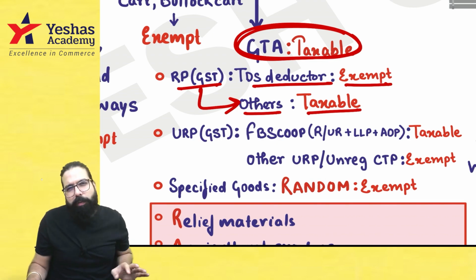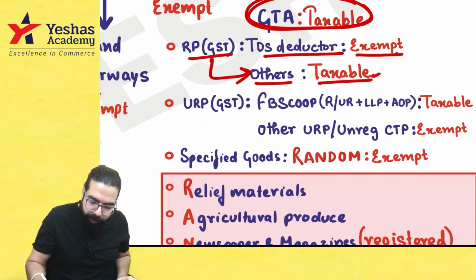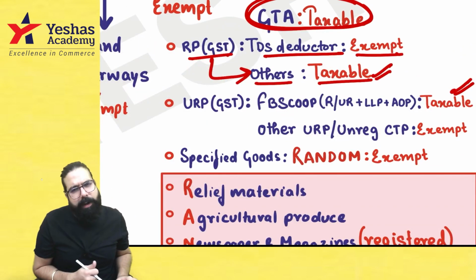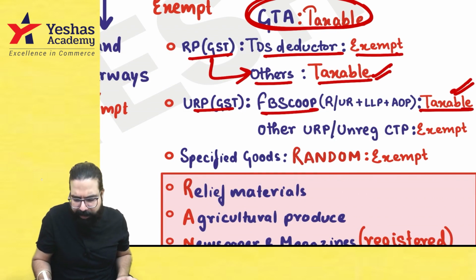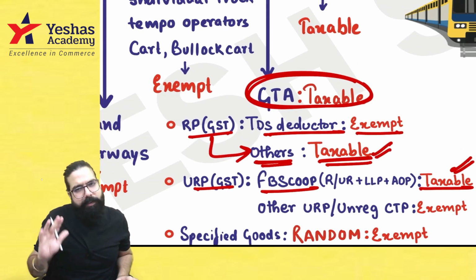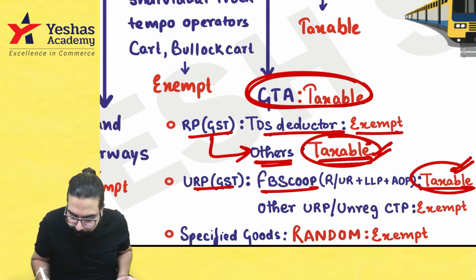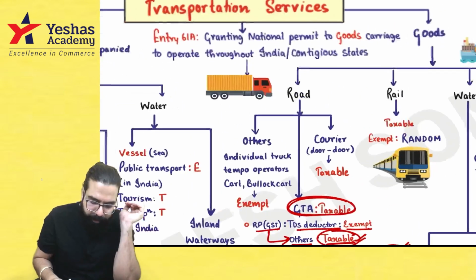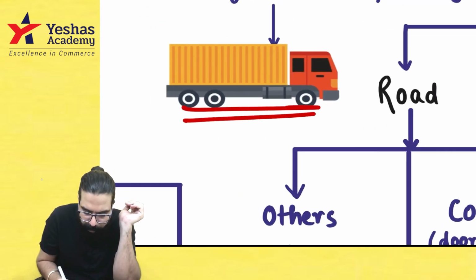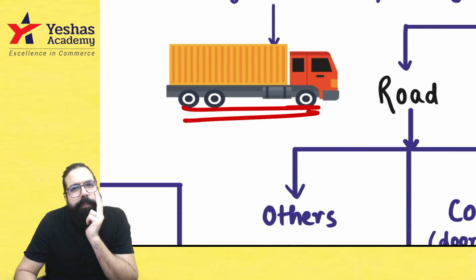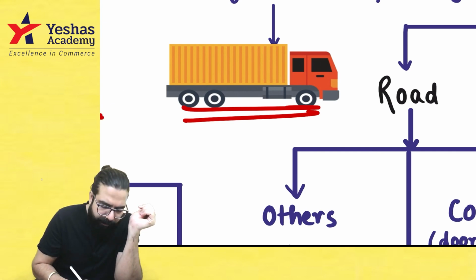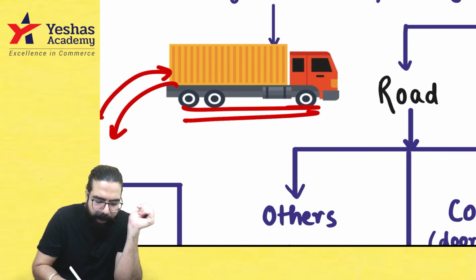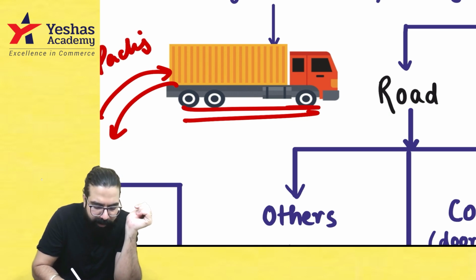Sir, all these points we understood. Now, you told that GTA services are taxable, correct? Whenever it is given to a registered person, it is taxable, other than a TDS deductor. Now, what used to happen? GTAs used to transport the goods for you. Along with transportation, they will give you loading, unloading, packing, all these services also.